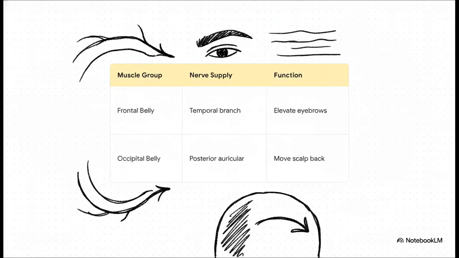But hey, it's not just about feeling things up there. It's also about movement. The motor supply to the scalp comes from branches of the facial nerve. You've got the temporal branch supplying the frontal belly of your scalp muscles. That's what lets you raise your eyebrows in surprise or get those transverse wrinkles when you're scared. Meanwhile, the posterior auricular branch supplies the occipital belly in the back, which actually lets you move your scalp backwards.